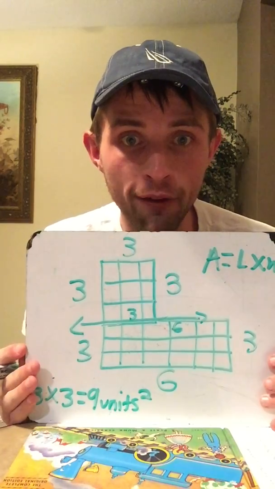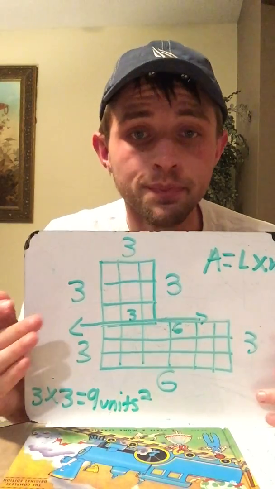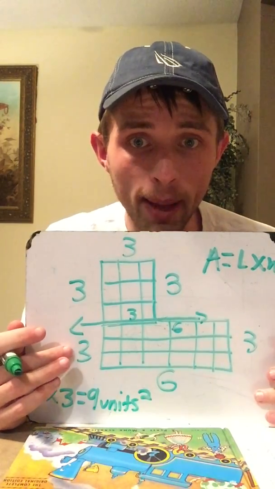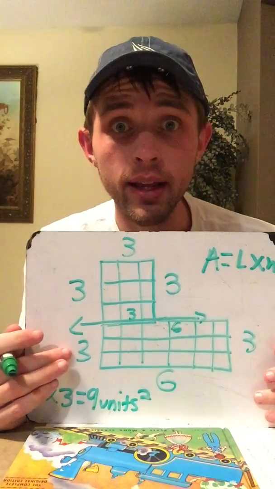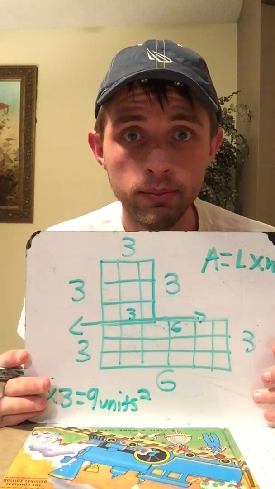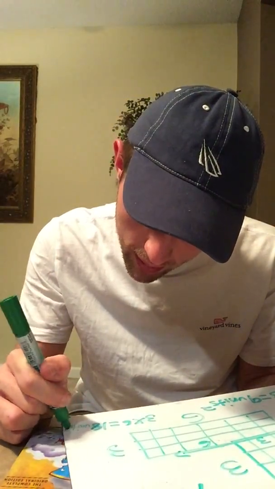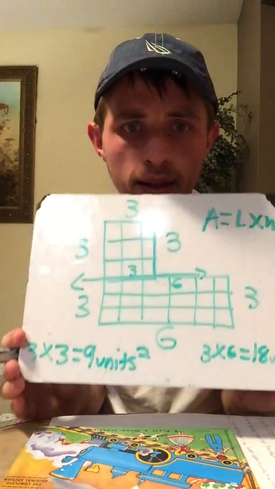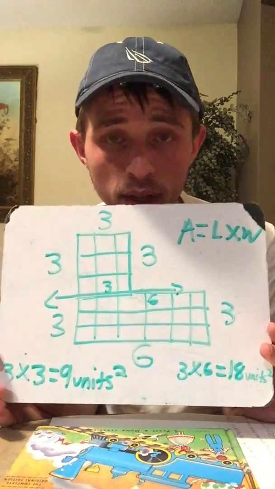Now I need to find the area for my rectangle, right? My length is what? 3. Good. What is my width? 6. So I'm going to multiply 3 times 6, which gives me 18. But it's not just 18. It's 18 units squared, right? Okay. Step 3, we did it.